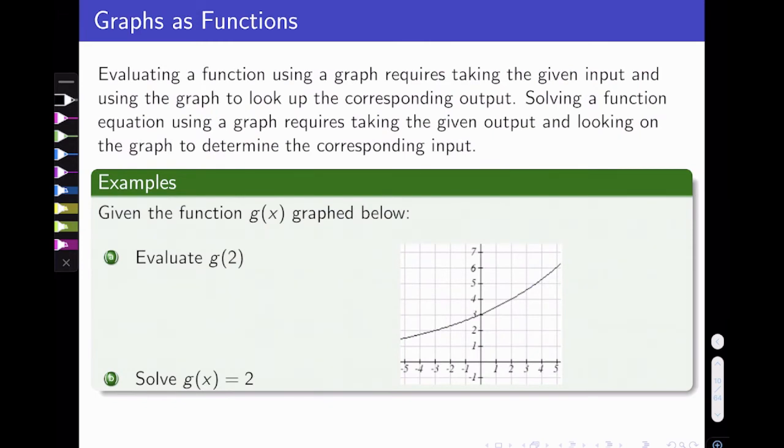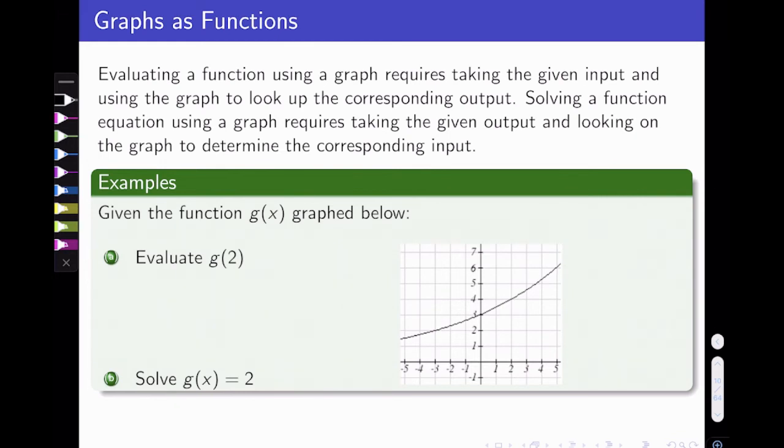So graphs as functions can also be evaluated and solved as well. Evaluating a function using a graph requires taking the given input and using the graph to look up the corresponding output. Solving a function equation using a graph requires taking the given output and looking on the graph to determine the corresponding input. So this is very similar to using a table, but now we have the graphical representation.